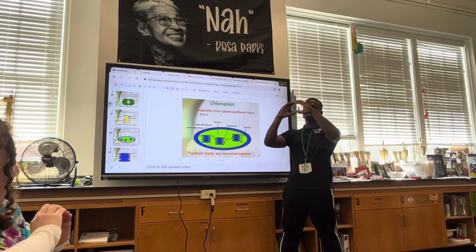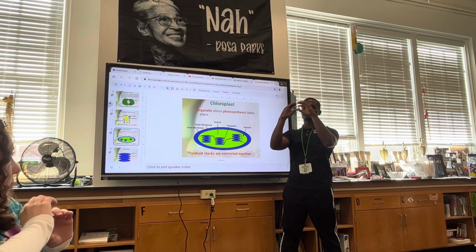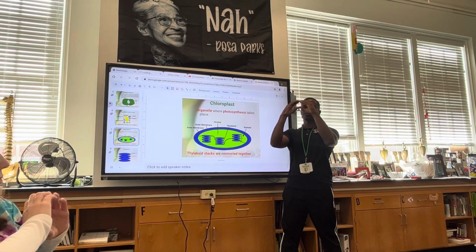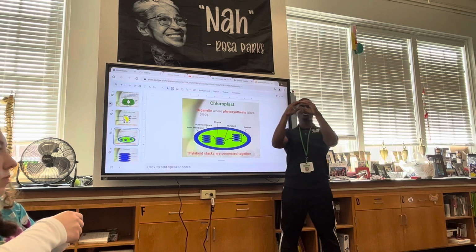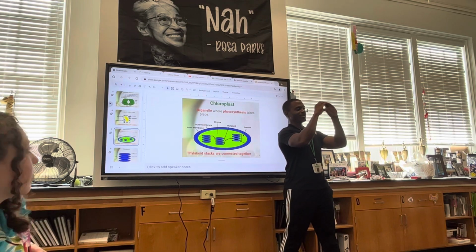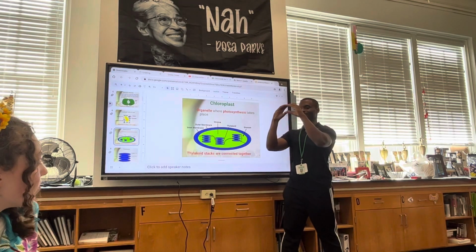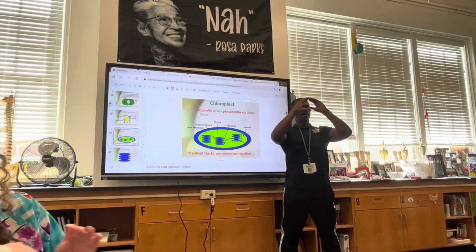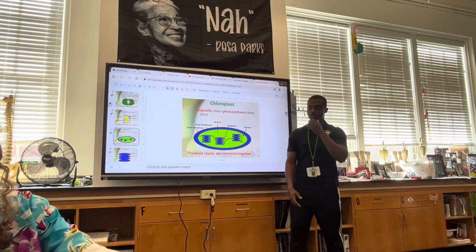Not to be confused with this shape. What is that? Mitochondria. Remember, mitochondria kind of looks like a kidney bean, and it has one section that's kind of bowed in on one side. So we have a chloroplast and a mitochondria, but we're talking about chloroplasts right now.